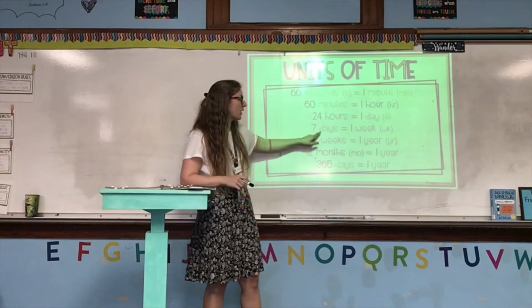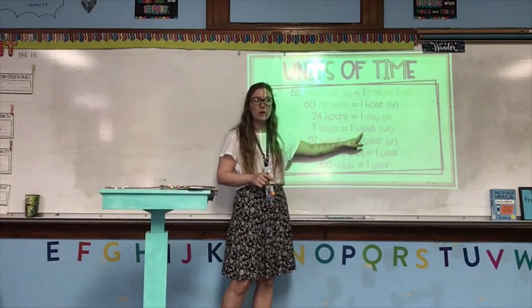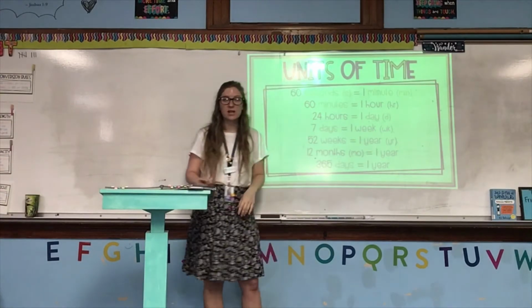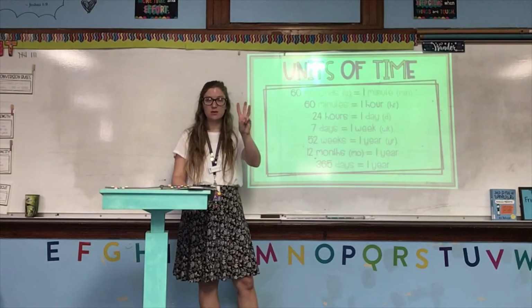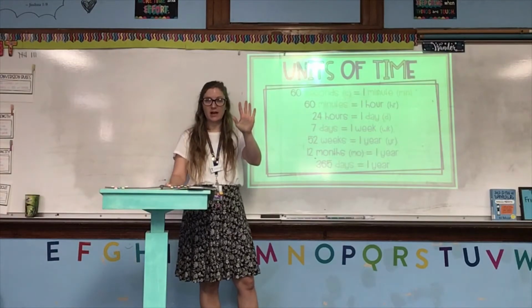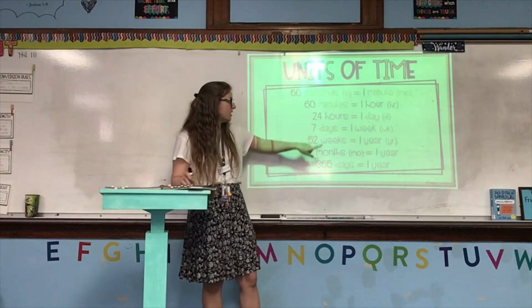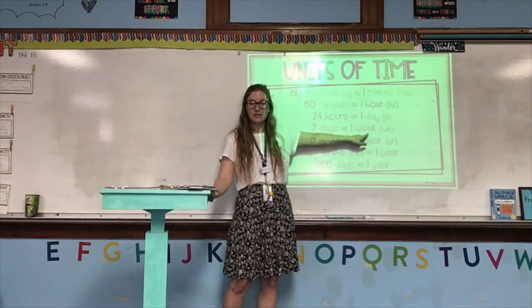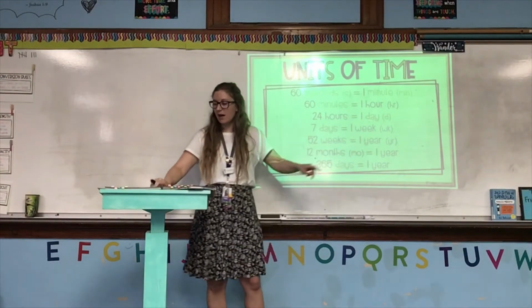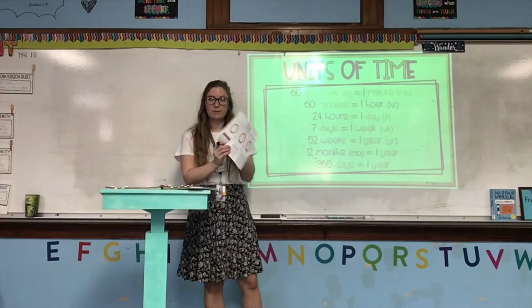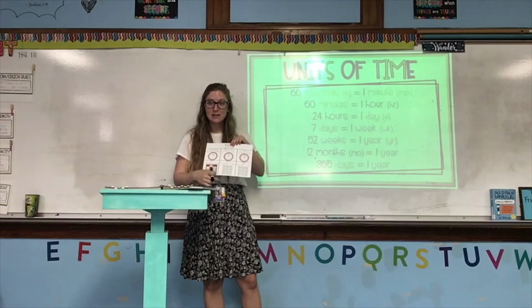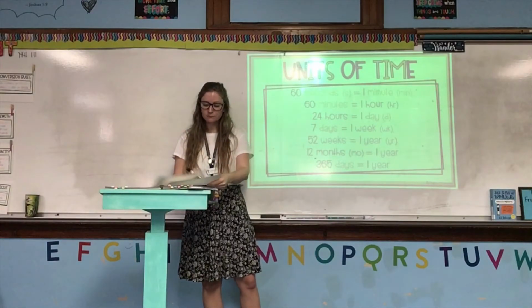Now, this is the next one. There are 7 days in 1 week, which is abbreviated as WK. Now, we know that because we know there's Monday, Tuesday, Wednesday, Thursday, Friday, Saturday, Sunday. So there are 7 days in 1 week. Remember, 1 week would come between the days and the months on this chart right here. If you want to take your pencil and write right here, weeks, 1 week, that is fine.